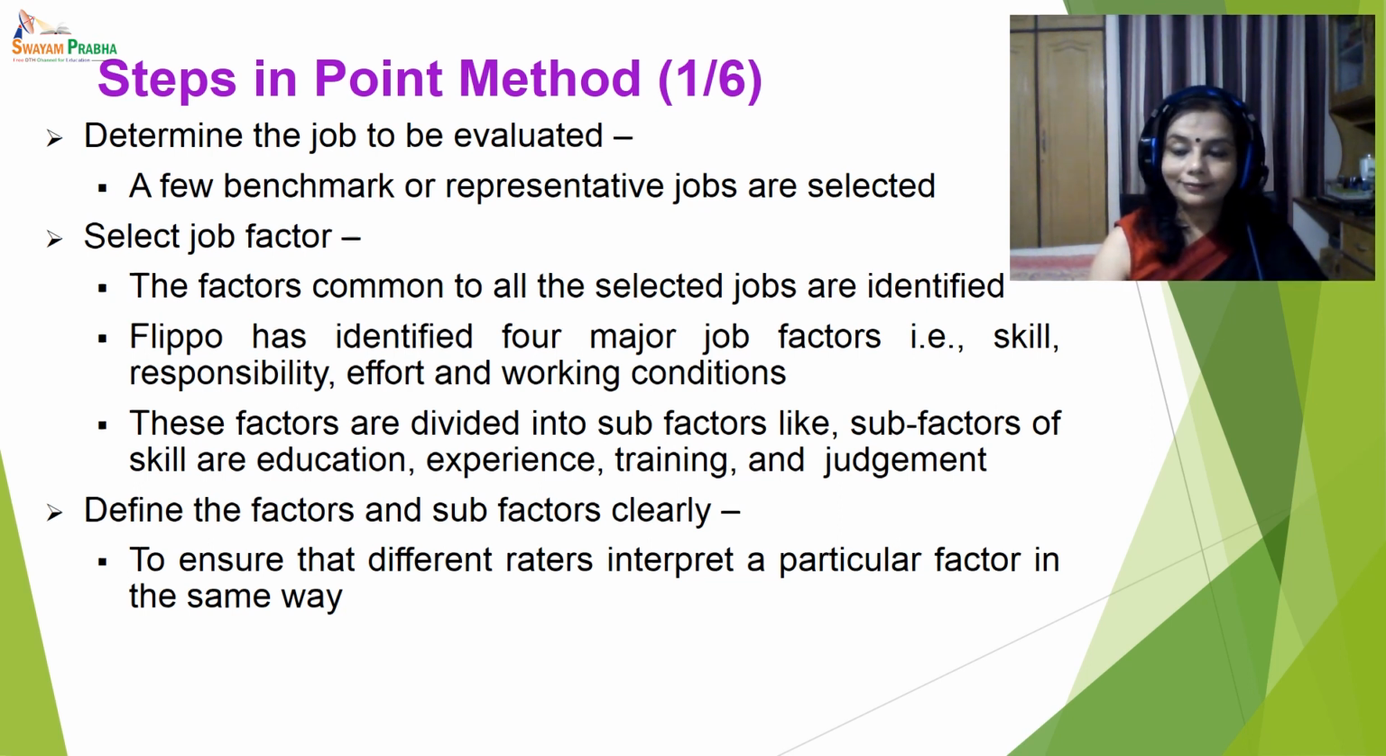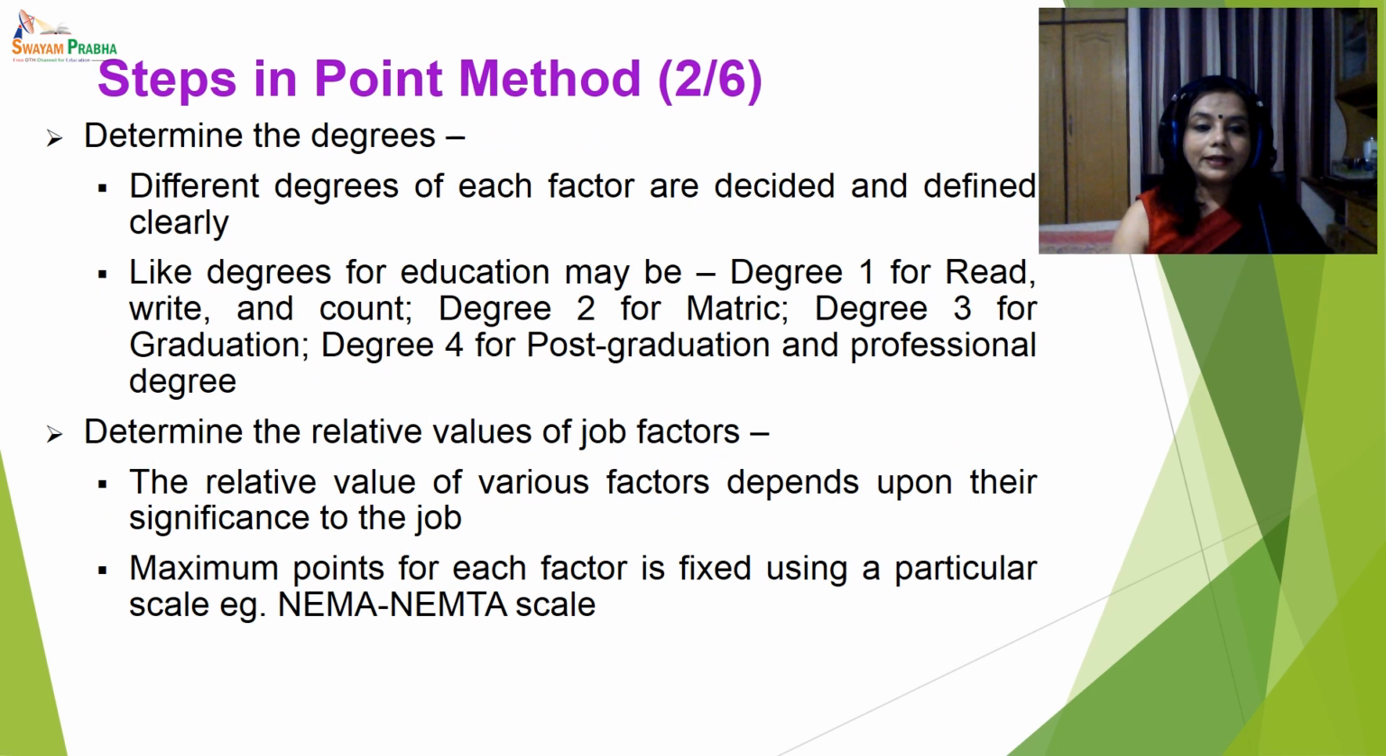Continuing with the steps, next is determine the degrees. So different degrees of each factor are decided and defined clearly. Like degrees for education may be degree 1 for read, write and count, degree 2 for matric pass, degree 3 for graduation, degree 4 for post graduation and professional degree.